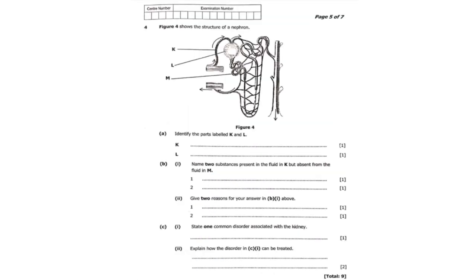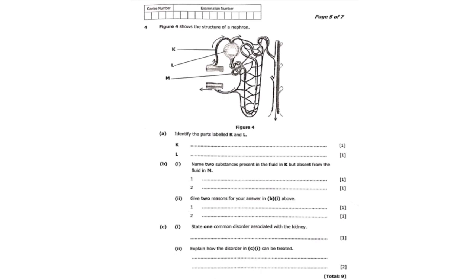Question number 4. Figure 4 shows the structure of a nephron. So this is a nephron. It's found in the kidney. There are a lot of them in the kidney. So this is just one nephron.